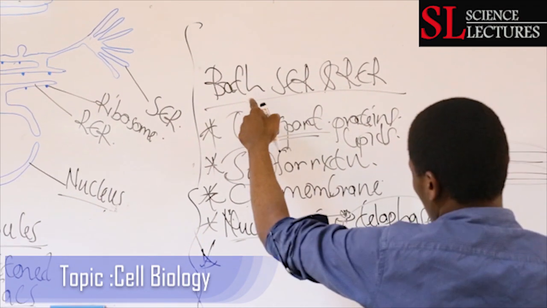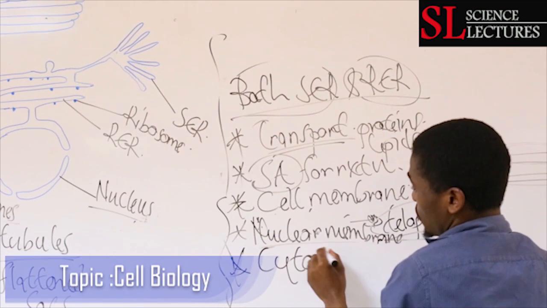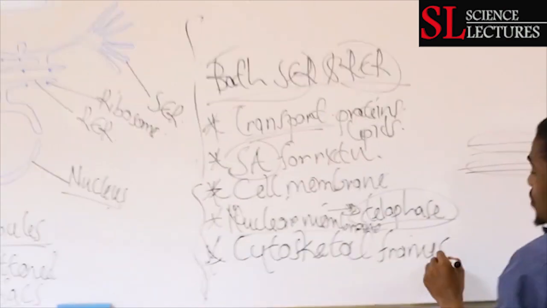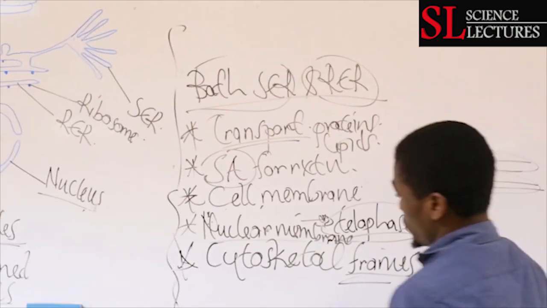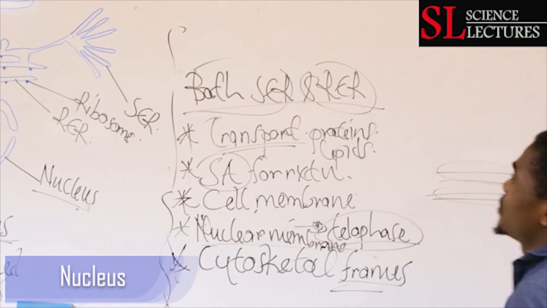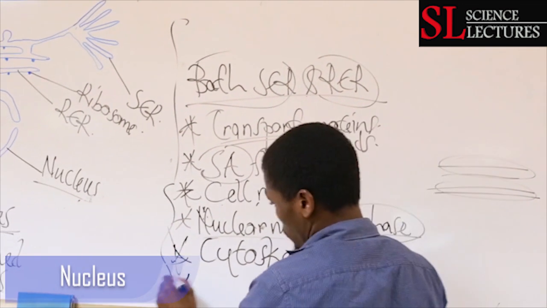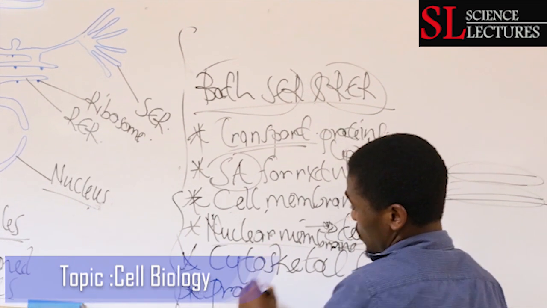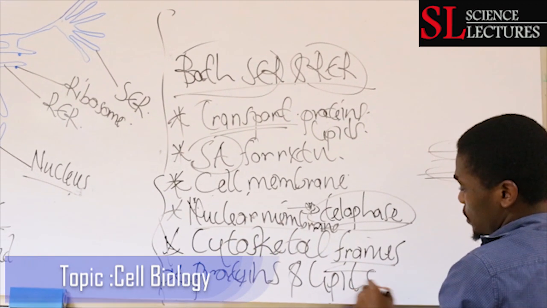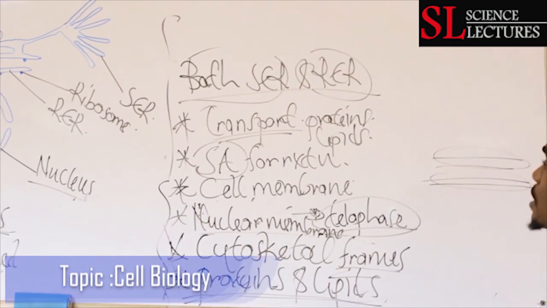Then also another function shared by both the smooth and the rough endoplasmic reticulum is formation of the cytoskeletal framework, which is used for support of the different cell organelles and shaping the cell. Basically those are the shared similarities between the smooth and the rough endoplasmic reticulum. Maybe another function before we proceed is synthesis of proteins and lipids. Lipid and protein synthesis is carried out by the endoplasmic reticulum as a combination of the smooth and the rough endoplasmic reticulum.